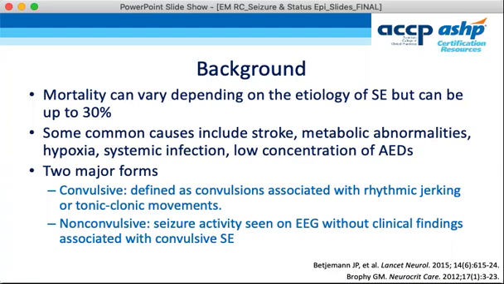There are two major forms, convulsive and non-convulsive. So convulsive is defined as convulsions associated with rhythmic jerking or tonic-clonic movements. Non-convulsive is seizure activity seen on EEG without clinical findings associated with convulsive status.